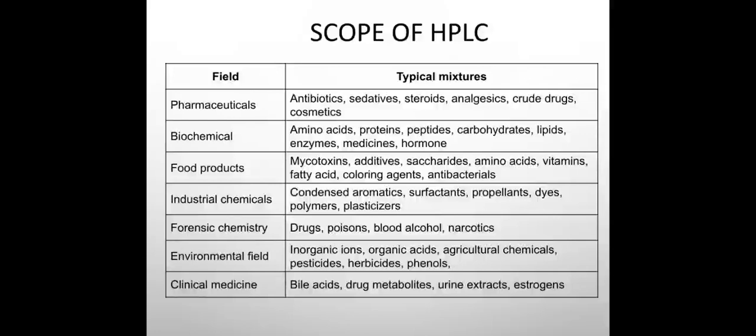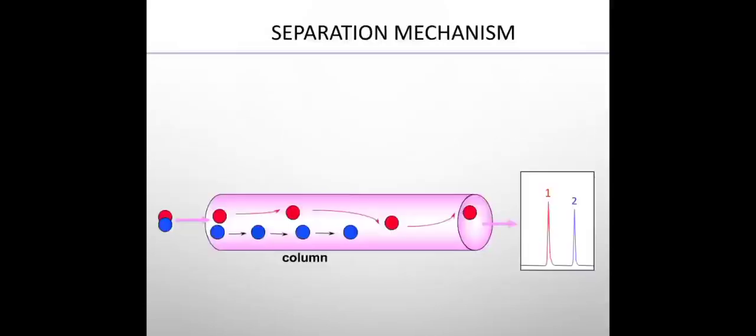it is used to determine inorganic ions, organic acids, agricultural chemicals, pesticides, herbicides, and phenol constituents. And in clinical medicine, HPLC is used to determine bile acids, drug metabolites, urine excretes, and estrogen. So, this is the scope of HPLC in various fields.